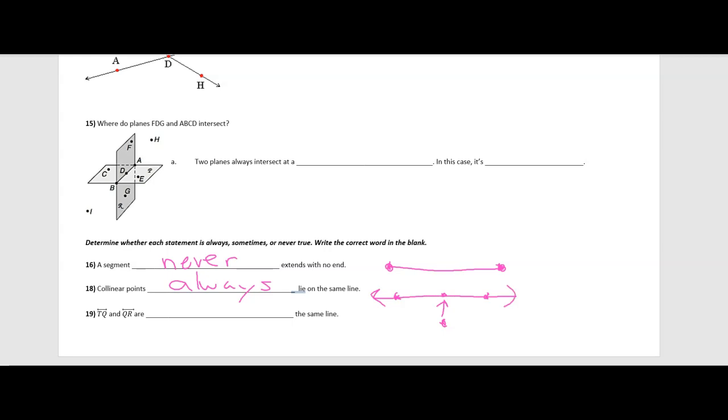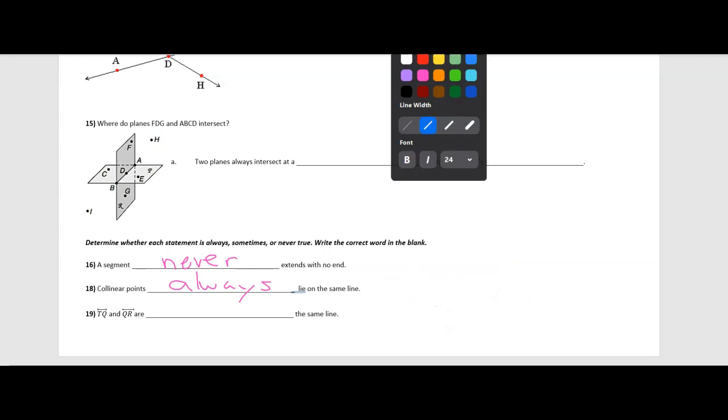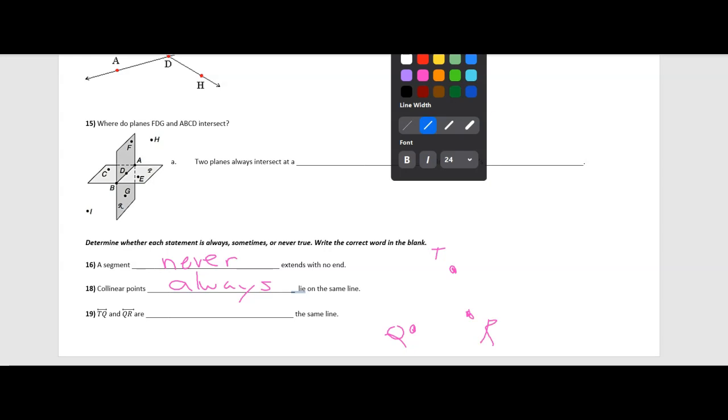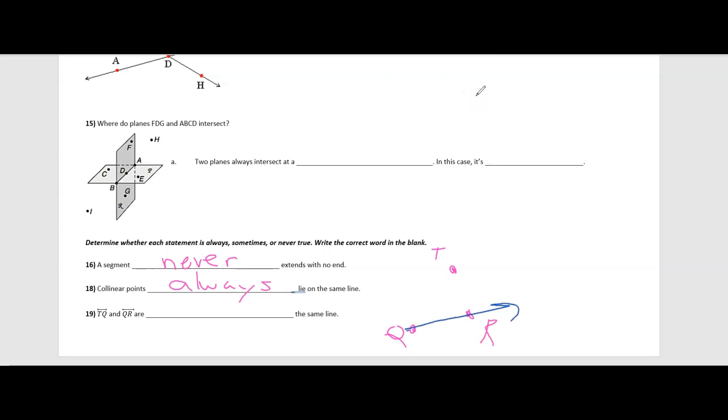Last question, line TQ and QR are blank the same line. Are they always the same line? Sometimes the same line? Or can they never be the same line? Here's where it may help to sketch some examples. So, could you draw an example where they're not the same line? So, let's say here's T, here's Q, and let's say here is R. So the way I drew it here, right, we have two separate lines, one for QR.